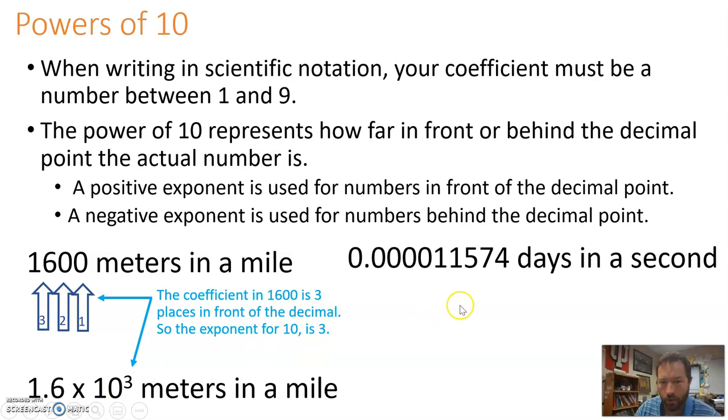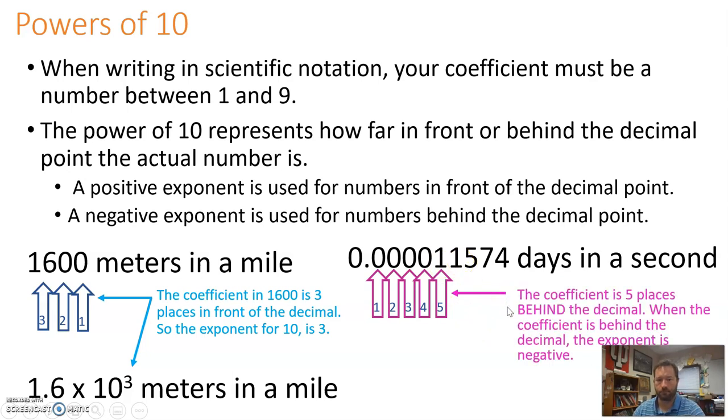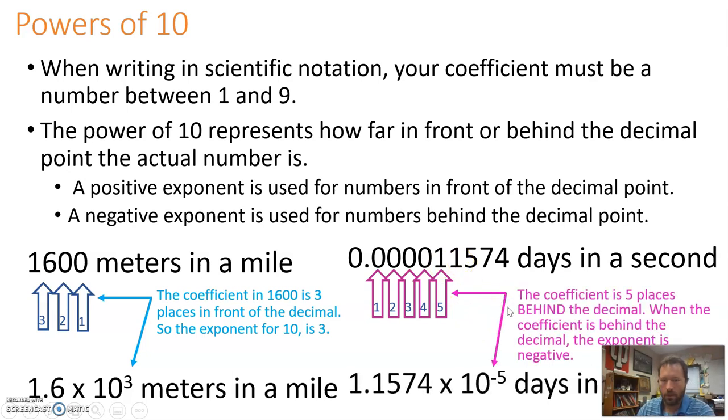Let's take a look at a small number. There are 0.000011574 days in a second. Again, we have to have a number between 1 and 9 for our coefficient. So we need the decimal point between this one and that one. Because we move the decimal point 5 times, our exponent is 5. Notice, though, that this time we're moving the decimal point to the right. That means we're going to have a negative exponent. So there's 1.1574 times 10 to the negative 5th days in a second.